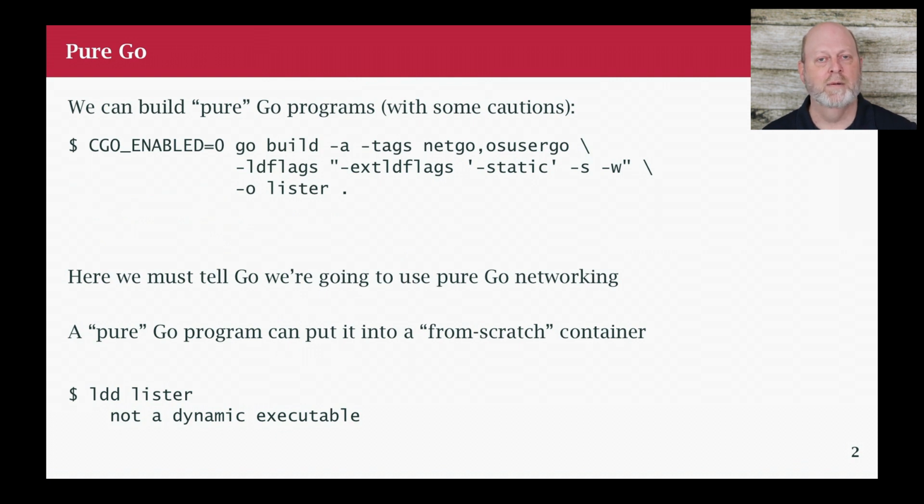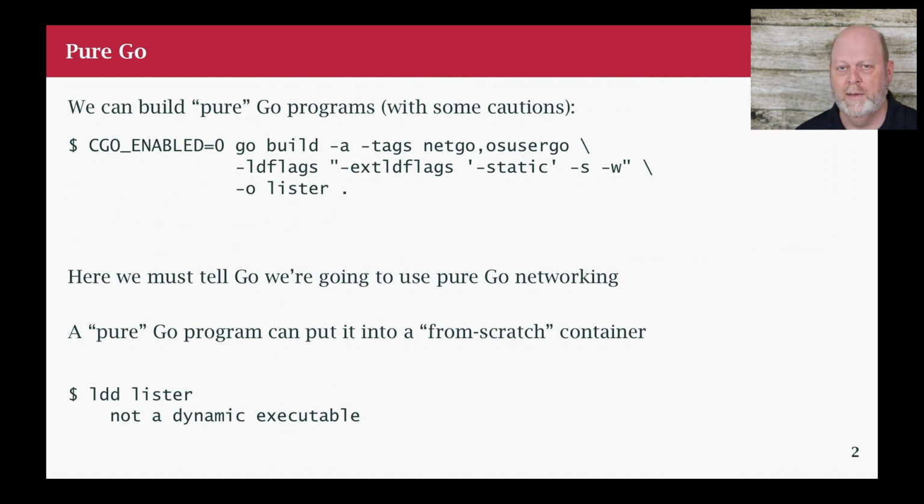And it's a security issue also because you've just eliminated all these other possible security vulnerabilities. If I put a pure Go program in an empty container, a from-scratch container, right, I have a program which probably opens one port, and that's my total vulnerability. All right, so how do we do that?